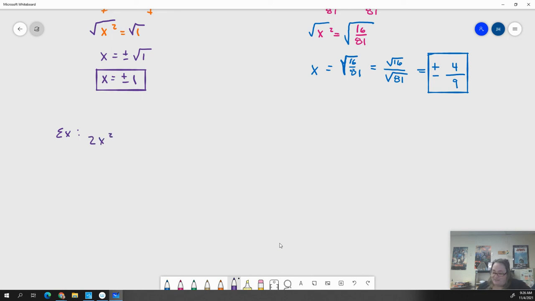2x squared minus 9 equals 55. Well, we're going to start doing just like we did before. We're going to get that x squared all by itself. So here I'm going to add 9 to both sides, and I will get 2x squared equals 64. And you're like, hey, Miss Hoy, that's looking good. 64 is a perfect square. But we're not done yet. We don't have that x squared by itself. We've got to divide this by 2. And I am left with x squared equals 32.